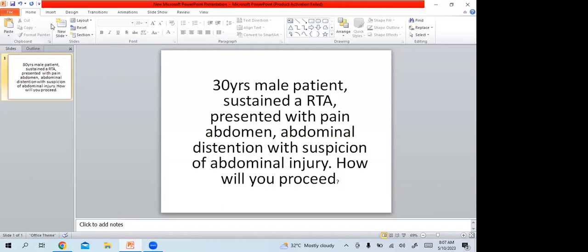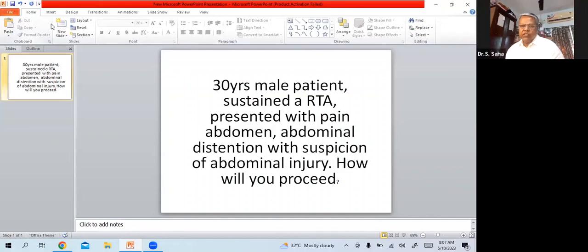Then we will ask for the complaints. Pain abdomen: we will ask for the site, character, any radiation, any aggravating or relieving factors. We will ask for hematemesis, then history of vomiting, and if injury was sustained to the kidney or bladder, we will ask for it.